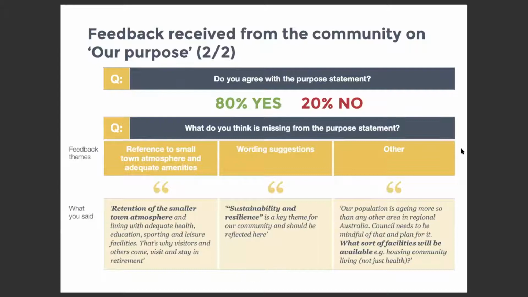We also asked if you agreed with the purpose statement, and 80% of you said yes. And 80% comfort level is really great for a first draft. We also asked you what you think is missing from the purpose statement. And so some of you said that there needs to be a bit of a reference to the small town atmosphere and adequate amenities, because that's something that draws visitors and others to visit and stay in retirement. There are some wording suggestions and a couple of other questions there too.